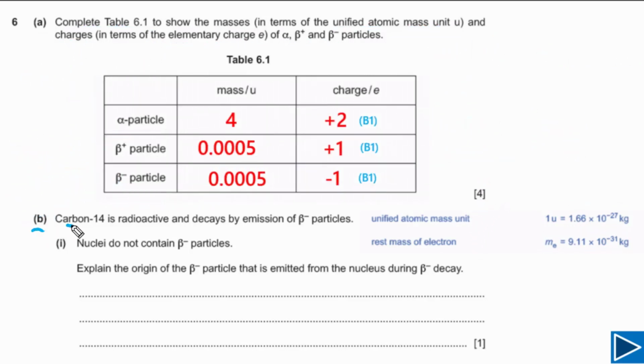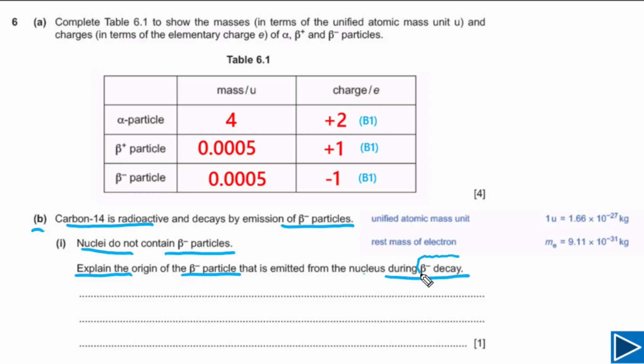For part B, it is given to us that carbon-14 is radioactive and decays by emission of beta minus particles. Nuclei do not contain beta minus particles. It simply means that there is no electron in the nucleus. We need to explain the origin of the beta minus particle that is emitted from the nucleus during beta minus decay.